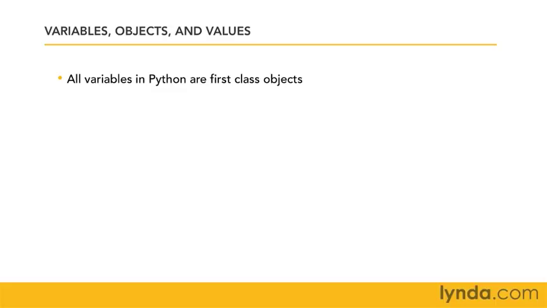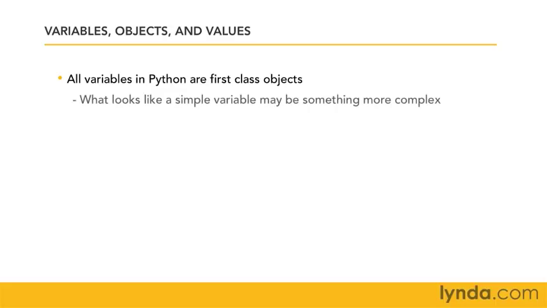And what that means is that what might look like a simple variable may actually be something more complex. It could be an object that's been defined in a library. It could be a built-in object. It can be any sort of a thing, and it will oftentimes have attributes and methods. And we'll get into the details of that later on in the course. But for now, what's important to understand is that everything in Python is an object, including variables.